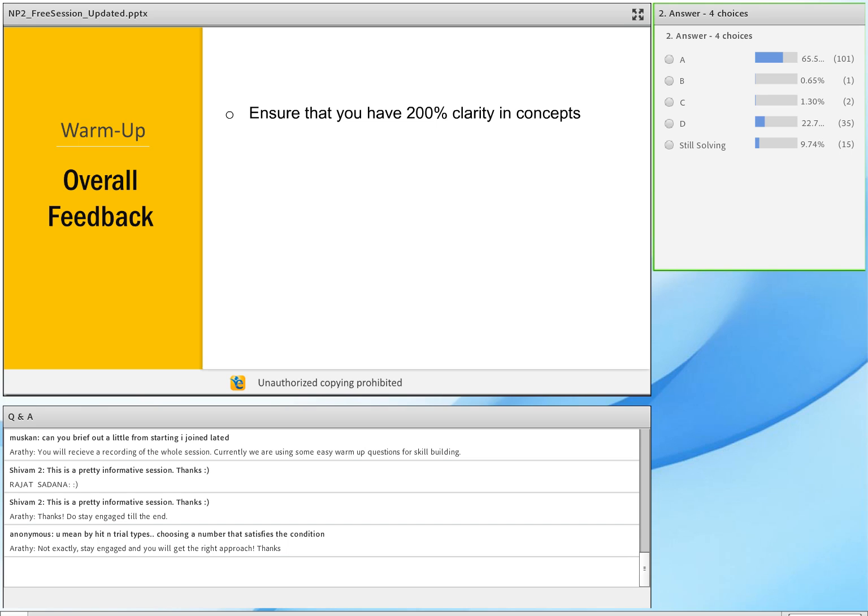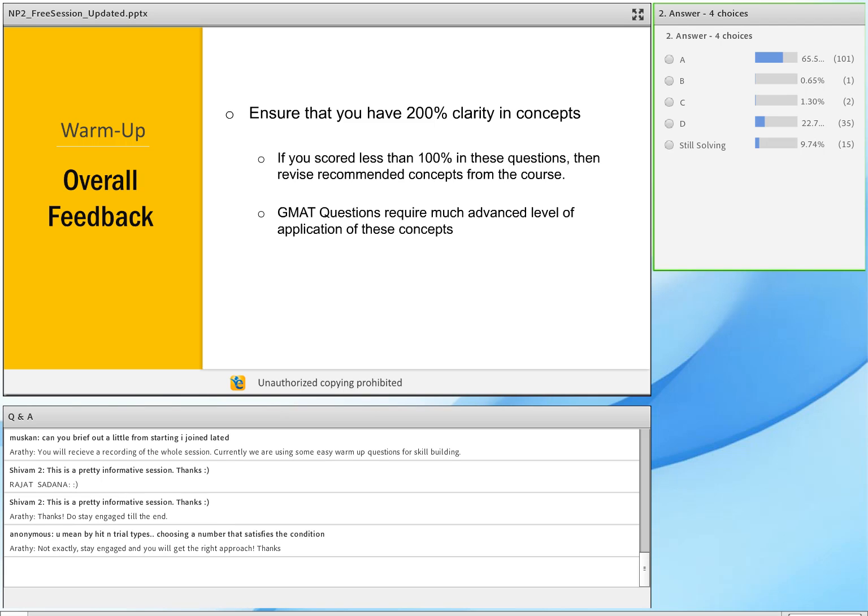These are 500 level questions. The goal of us solving these questions is to make sure that you get 200% clarity in concepts. If you scored less than 100%, if you have less than a perfect score, then make sure you revise the recommended concepts, because as we get to real GMAT questions, the extent of application becomes a lot more advanced overall, and so this clarity is required. Hopefully, you are better prepared for the next set of questions than you were a few minutes ago.